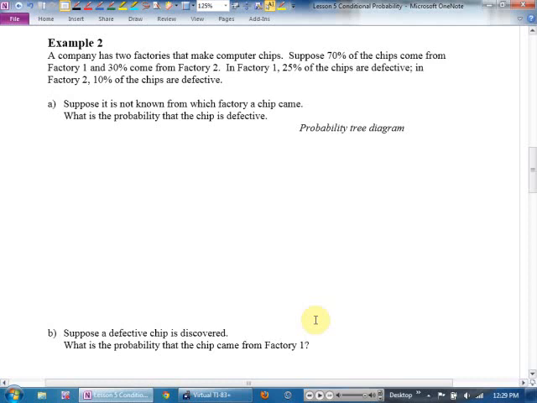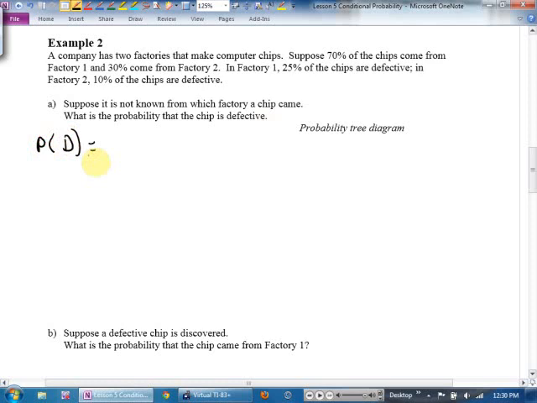A company has two factories that make computer chips. Cars, if you want to go to the 50s. 70% of the chips come from factory one. 30% of the chips come from factory two. In factory one, 25% of the chips are defective. In factory two, 10% of the chips are defective. Suppose you don't know from which factory a chip came. What's the probability that chip is defective? What they're really saying is find the probability of, how about the letter D for defective?